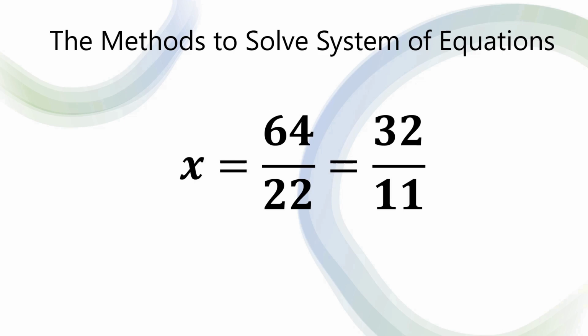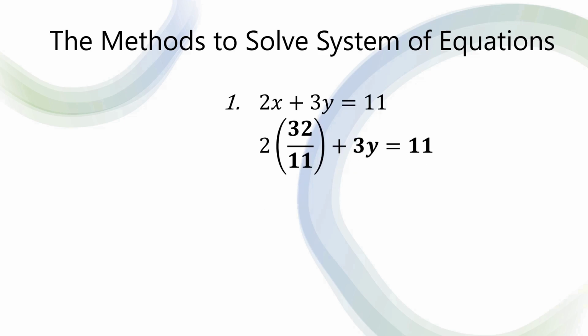Step 6. With x now known, we can substitute this value into one of the original equations, such as equation 1 to solve for y. 2 multiplied by 32 divided by 11 plus 3y equals 11. 64 divided by 11 plus 3y equals 11. To solve for y, we'll isolate y on one side.